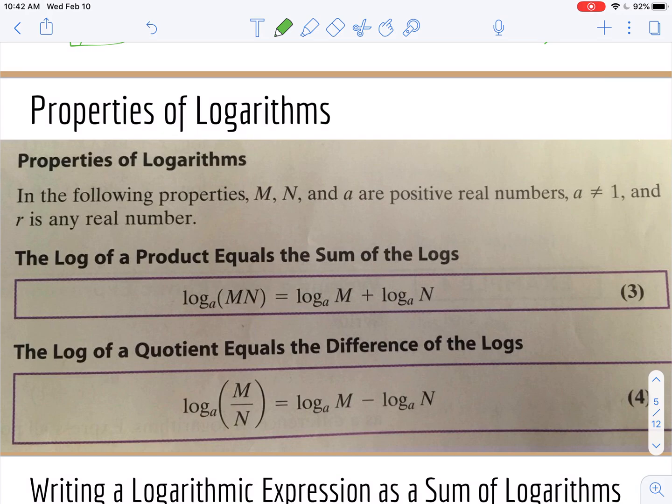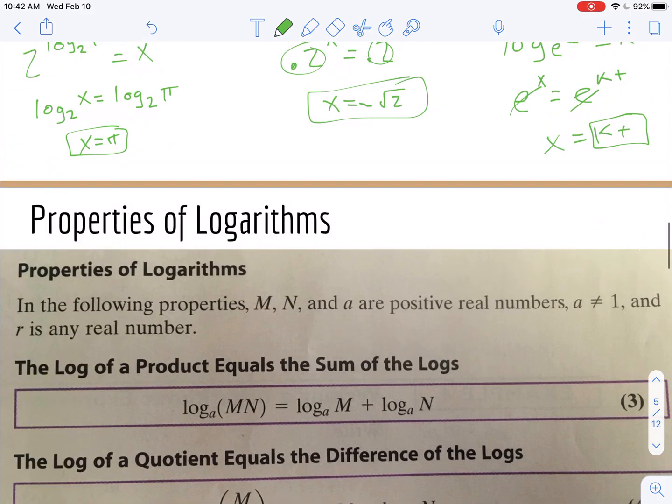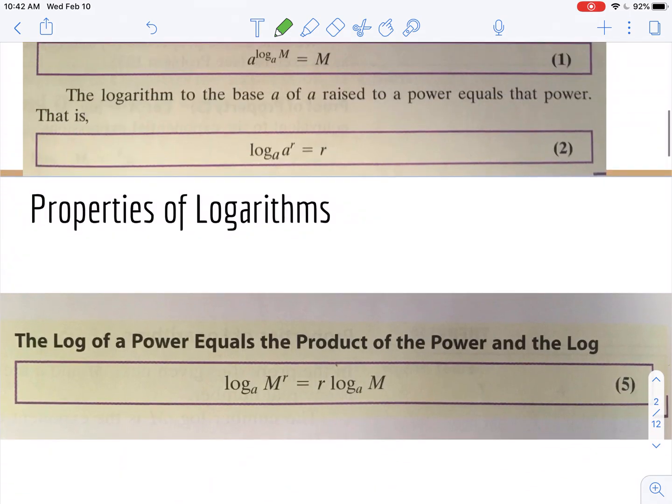This is very similar to your exponent rules of how your exponents subtract and how they add. When you're multiplying something of the same base, the exponents add. When you're dividing something of the same base, your exponents subtract. This is the same principle being applied as a logarithm. The other property you need to know is the power rule, that the log base a of m to the r power is equal to r times the log base a of m.